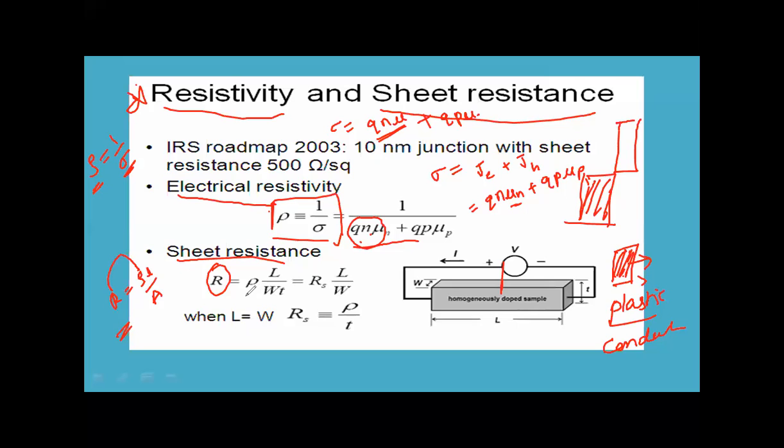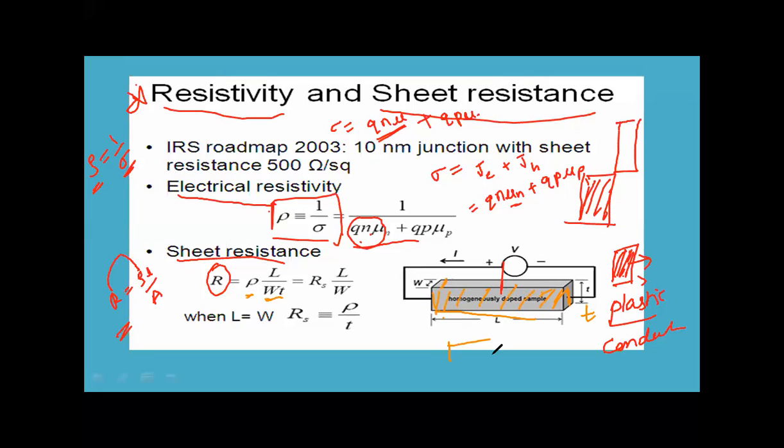Here L is the length of the sample, and this is a homogeneous sample we are taking now. We have to find the resistivity. L is the length of the sample, and the area is W into T, where T is the thickness. So we need to know the thickness of the sample, that is T. Width is this one, so you need to calculate it.